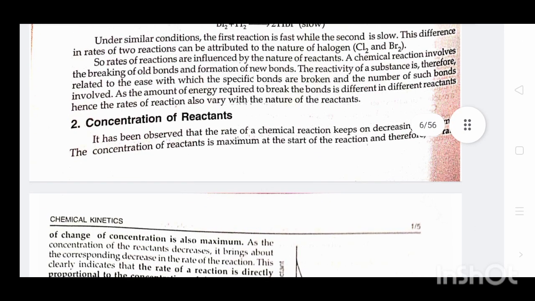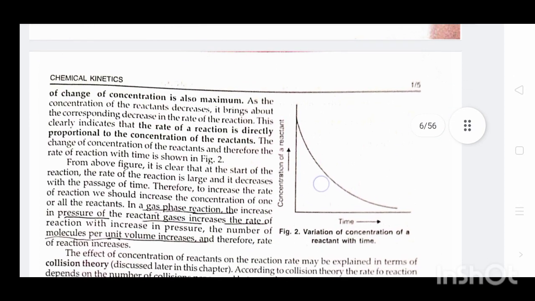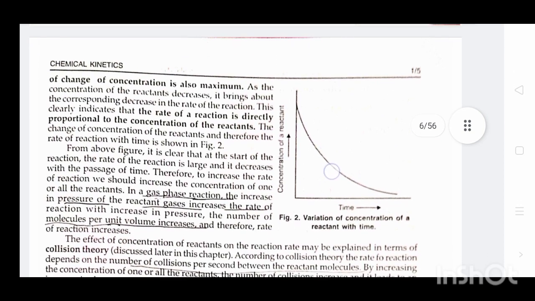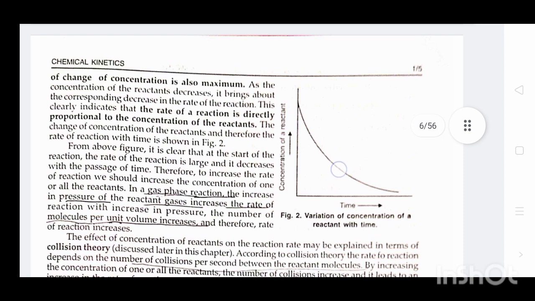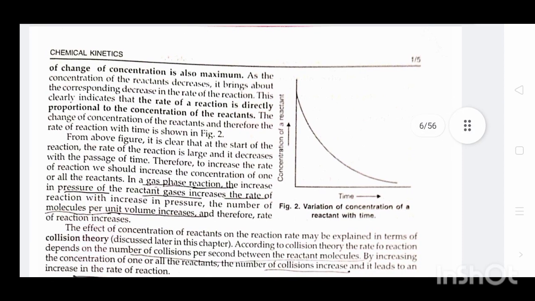Concentration of reactant. It has been observed that the rate of a chemical reaction keeps on decreasing with time. The concentration of reactant is maximum at the start of the reaction, and therefore the rate of change of concentration is also maximum. As the concentration of reactant decreases, it brings about a corresponding decrease in the rate of reaction. This clearly indicates that the rate of reaction is directly proportional to the concentration of the reactant. The change in the concentration of reactant, and therefore the rate of reaction, with time is shown in figure 2.